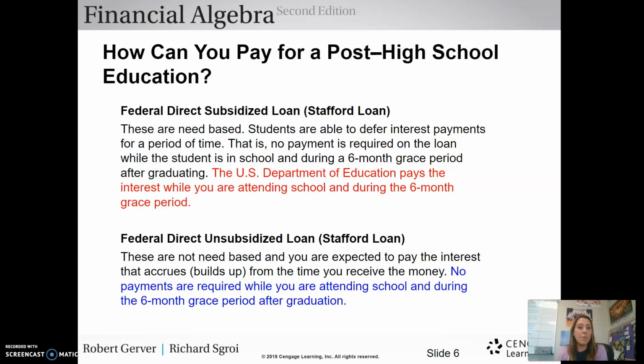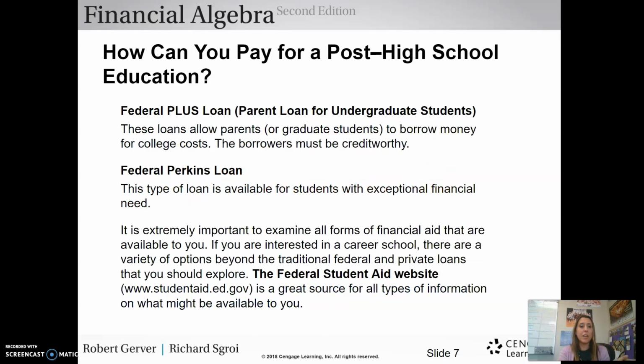Unsubsidized is the same kind of thing, where you don't have to make payments during the time you're in school, and you do have a 6-month grace period. The difference is that you start to accrue interest from the very beginning. As soon as the loan is issued, it is starting to earn interest. So that's going to help us answer these questions.